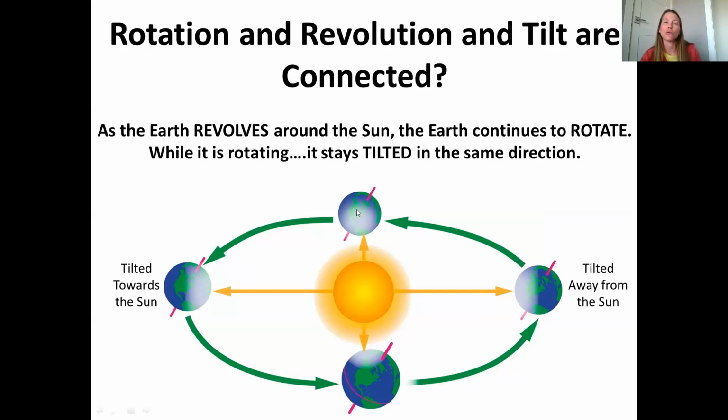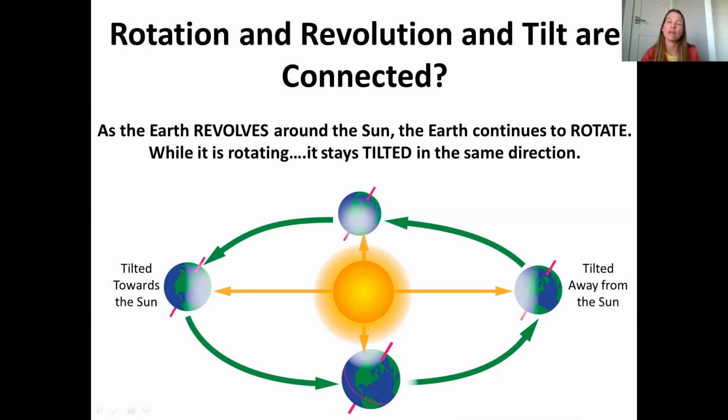As the Earth revolves around the sun and continues to rotate, we are staying at the same degree of tilt. So if you look at the Earth at this portion of our orbit, our revolution, you can see that we're tilted towards the sun. As we move around our orbit, when we get to this side of the sun, we are now tilted away from the sun.